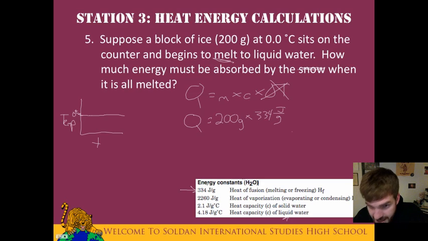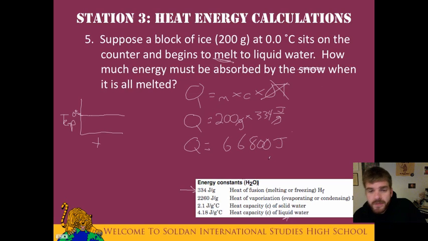200 times 334 gives us 66,800. Grams cancels with grams, so we're left with joules. All right, let's look at the number of sig figs here. 3 here, 3 here, so I get 3. Oh, well, here are my 3. Q is equal to 66,800 joules. Final answer. No rounding here because this has 3 digits just like these 3.